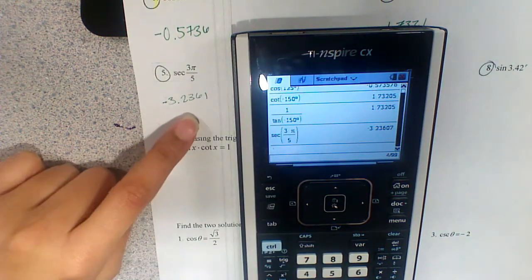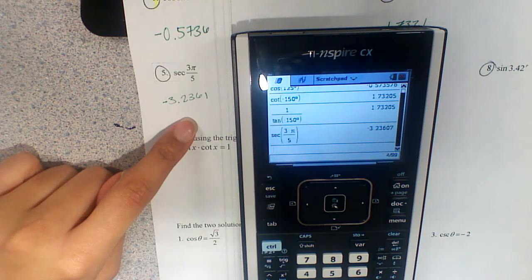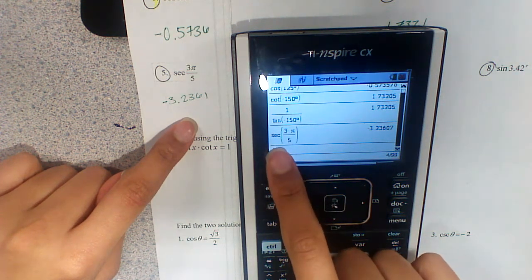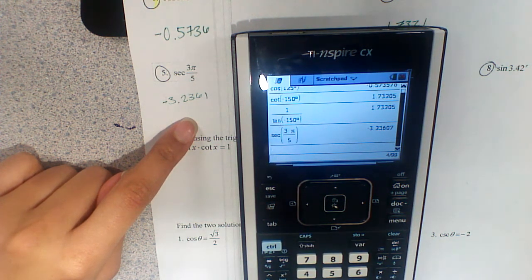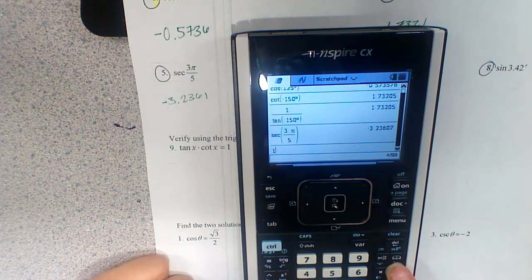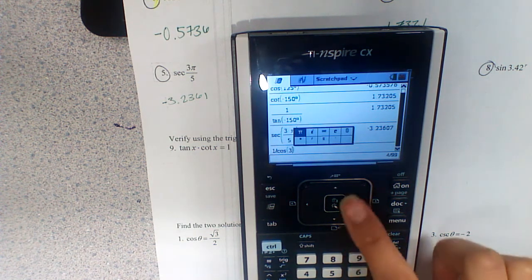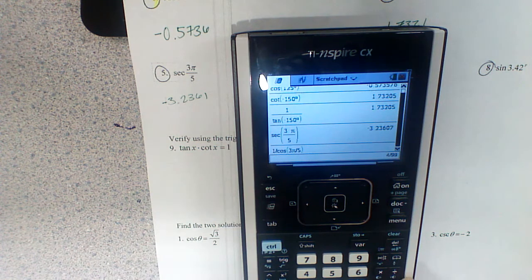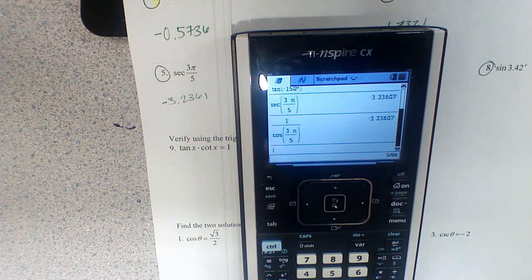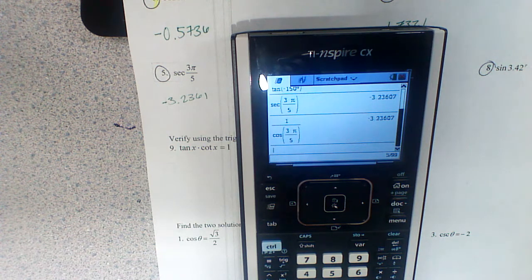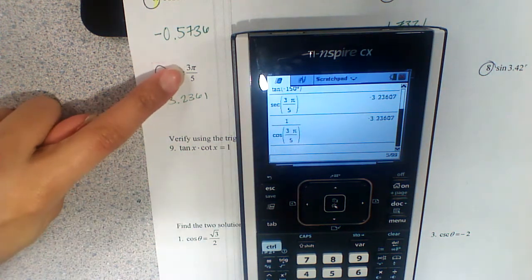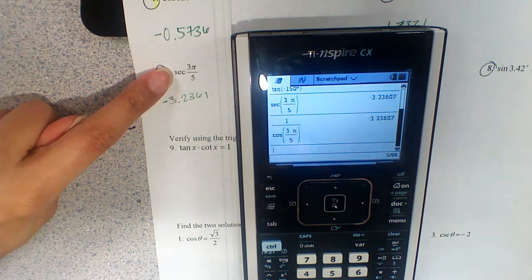3.2361. Now again, if you have a TI 83 or an 84 that you're using right now, you want to actually think of what is the reciprocal of secant. So remember, secant is a reciprocal of cosine, so I'm going to have to use 1 over cos of the same angle, 3 pi over 5. And hit enter. And there you go, same answer. Just be mindful, you want the reciprocal of the function, not the reciprocal of the angle, because that's going to give you something completely different. You want the angle to be untouched. It's just the function that you're taking the reciprocal of, if you need to.